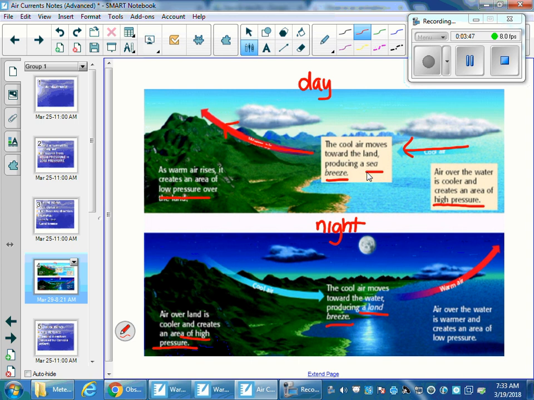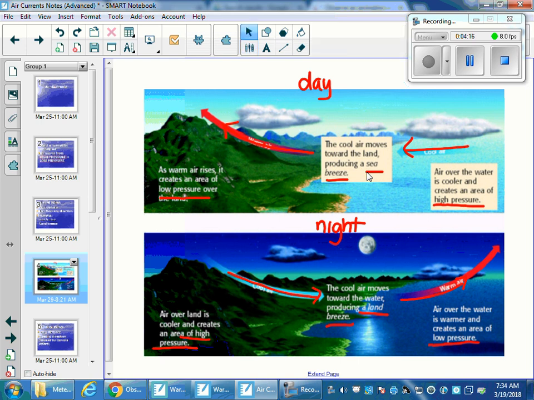On the right-hand side here over the water, this area stays warmer. It takes a lot longer to cool down water than it does to cool down land, so it's warmer than the land. And when this happens, that warm air rises, we create that area of low pressure. When we have high pressure on one side, low pressure on the other, our air is going to move, and this time it's going to be moving outward because you end up with high pressure to low pressure.